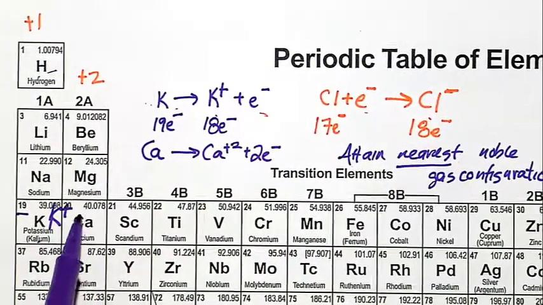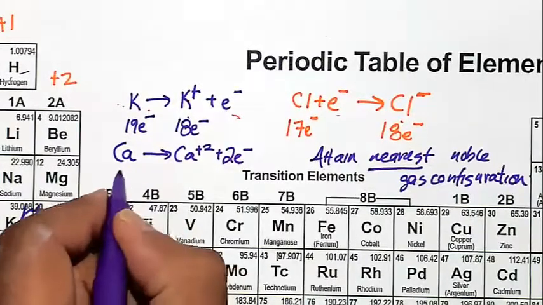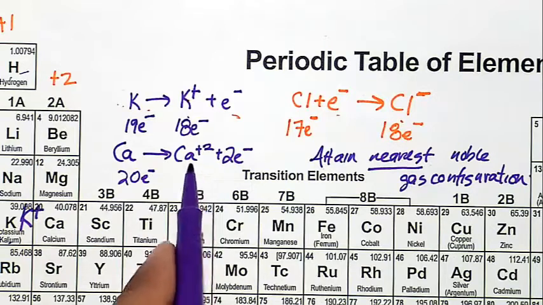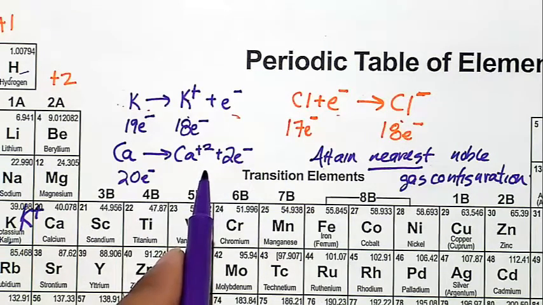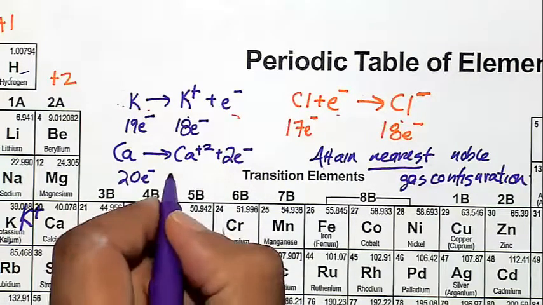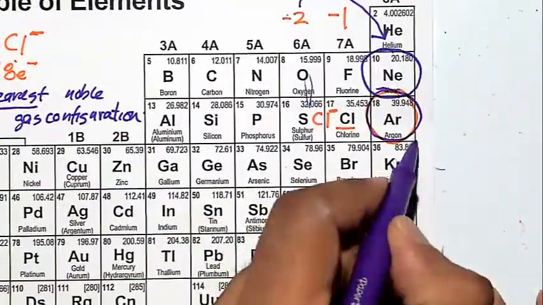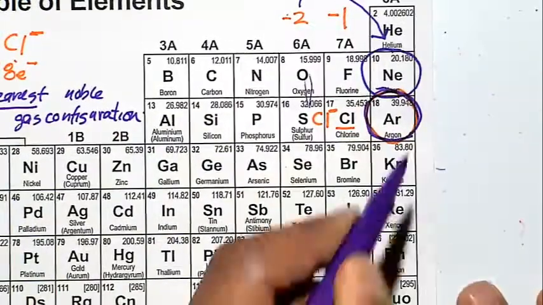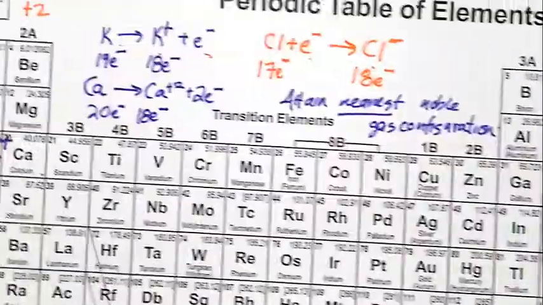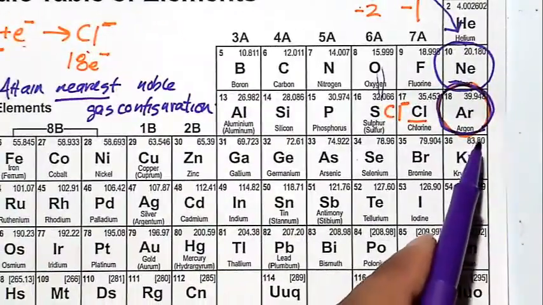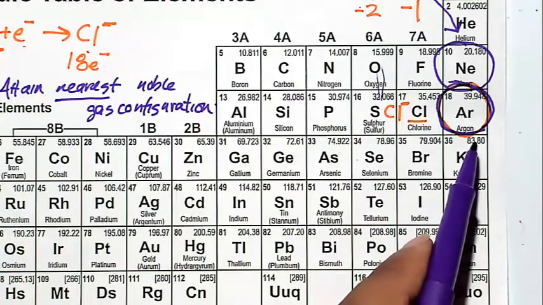Calcium by itself has 20 electrons. It loses 2 electrons. How many electrons does calcium +2, its ion, have? It's lost 2 electrons, so 18. What element in the periodic table also has 18 electrons? It's going to be calcium's nearest noble gas, and that's argon. So by calcium giving off 2 electrons, it attains the noble electron configuration of argon.